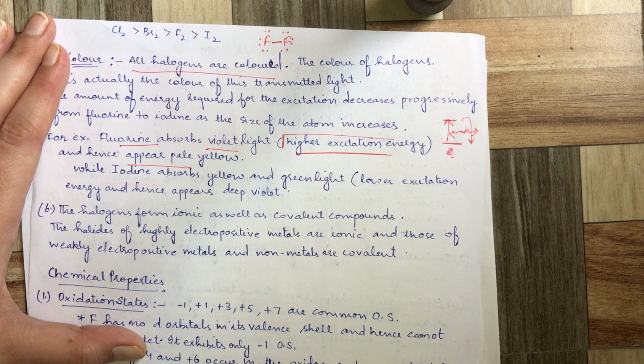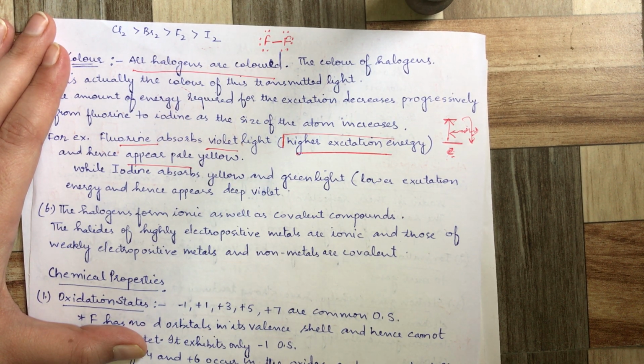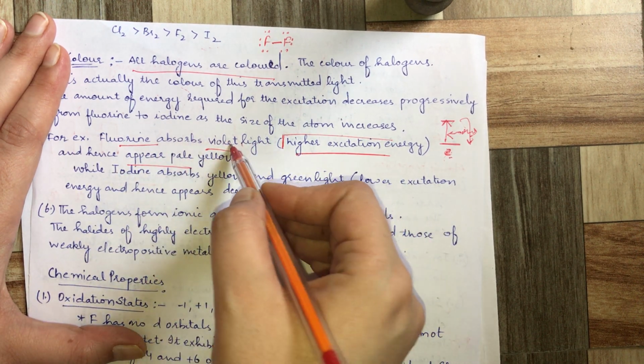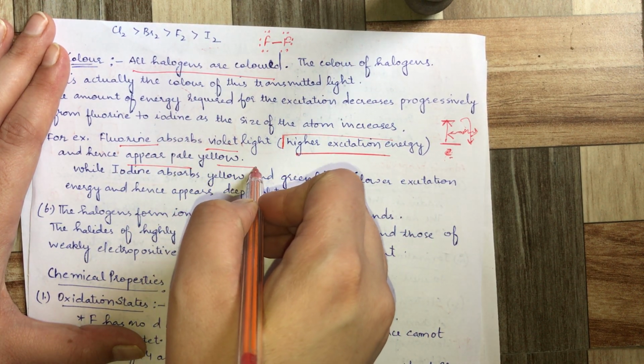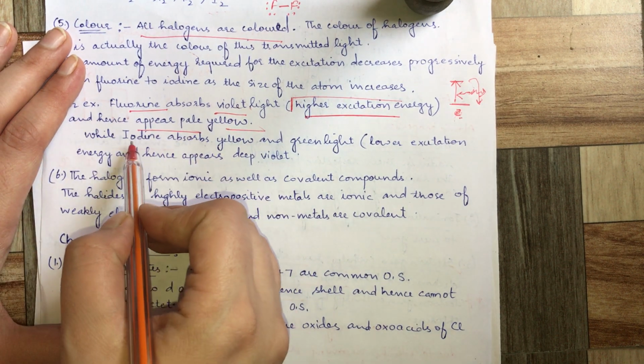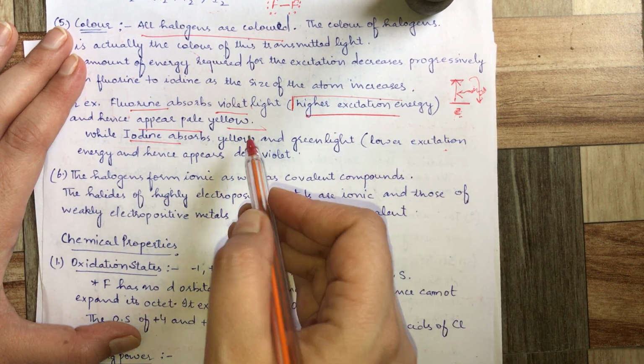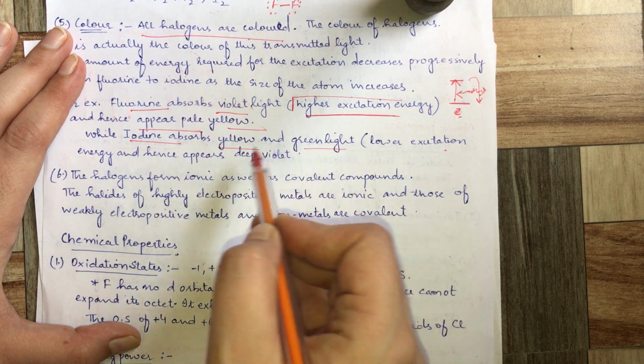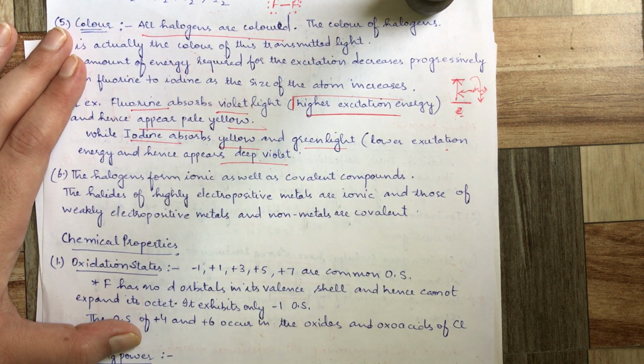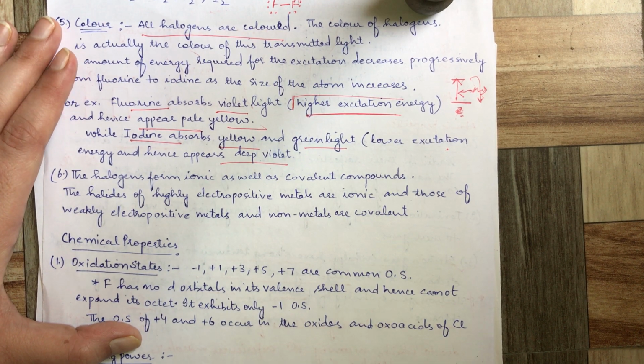The complementary color we are bound to see, no? So due to the very small size of fluorine, the electron from the lower energy level jumps to the higher energy level. Hence, a higher amount of excitation energy is required. Hence, fluorine absorbs violet light and it appears pale yellow. Contrary to this, iodine has a larger size. The electron is excited by a lower excitation energy by absorbing yellow or green light, but it appears deep violet. The complementary color is visible to us. I hope I made the point clear.